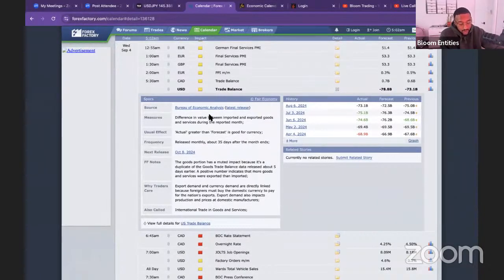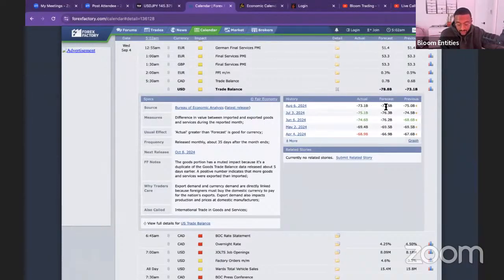Trade balance days are always very interesting days to trade because a lot of manipulation happens on trade balance days. It's released by the Bureau of Economic Analysis, and it measures the difference in value between imported and exported goods and services during the reported month. I'm going to read that again. It measures the difference in value between imports and exports for goods and services during the reported month.